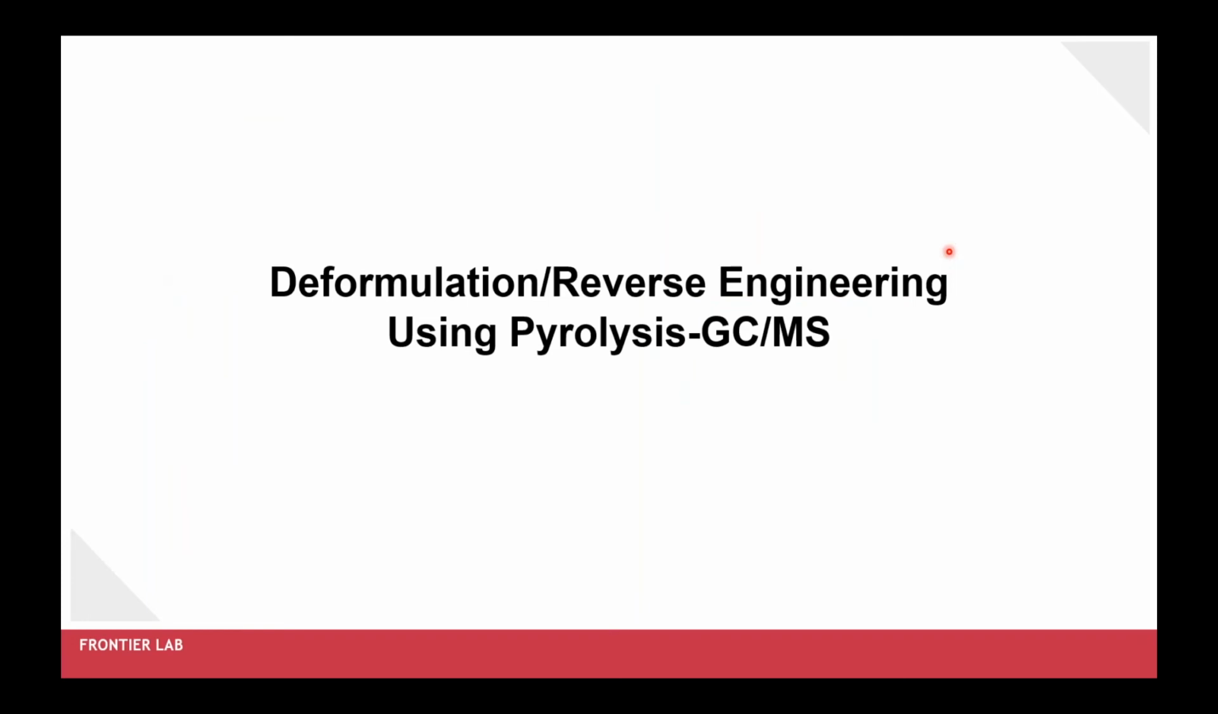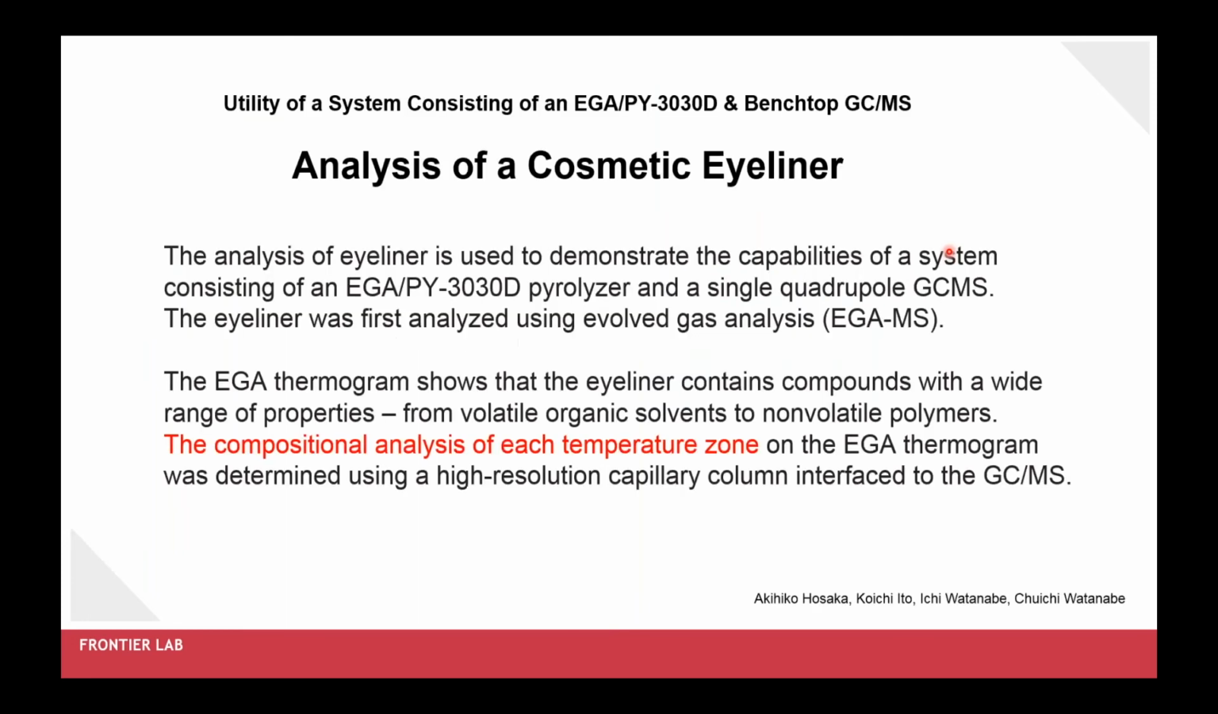So now let's look at how we might use this technology to reverse engineer, look at a competitive product, and do what we call a deformulation. Interestingly, what we're going to do is choose a cosmetic eyeliner. It might seem like a sample that you wouldn't think of initially, but it turns out that, as we'll show you, it has quite a range of temperature zones and polymer compositions and other additives. So it turns out to be an interesting sample to show the technique.